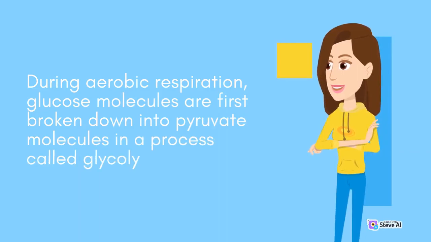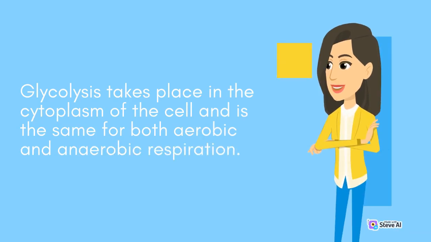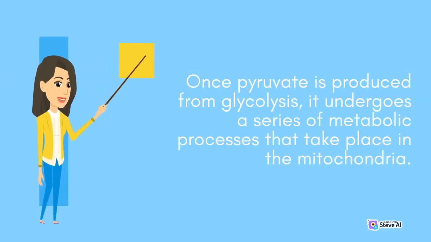During aerobic respiration, glucose molecules are first broken down into pyruvate molecules in a process called glycolysis. Glycolysis takes place in the cytoplasm of the cell and is the same for both aerobic and anaerobic respiration. Once pyruvate is produced from glycolysis, it undergoes a series of metabolic processes that take place in the mitochondria.